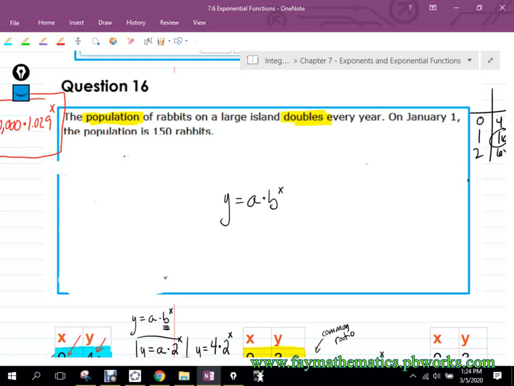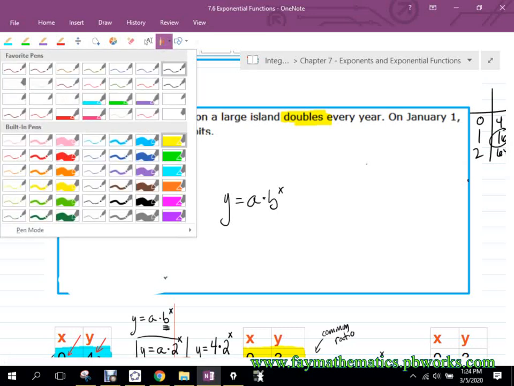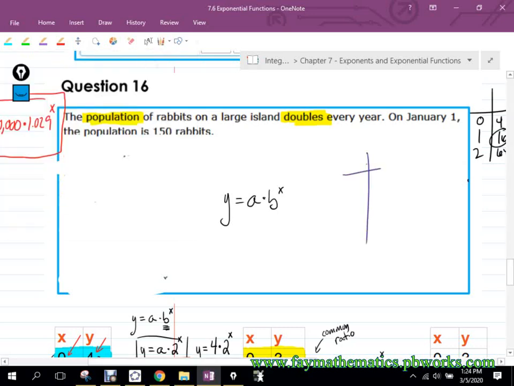Okay? So what I want you guys to do is go through, create a chart of x's and y's here. We'll just go down to 4 or 5 x values, 0, 1, 2, 3, 4. You find the y's. And once you find the y's, determine what the b value is, and then write down what your equation would be for this exponential situation.